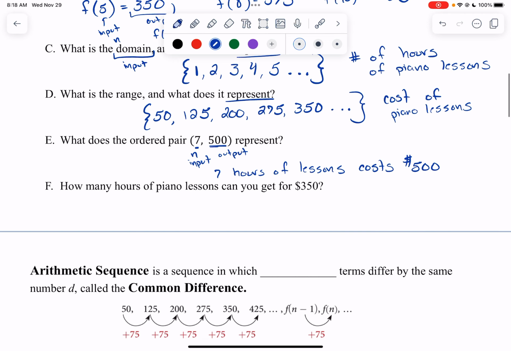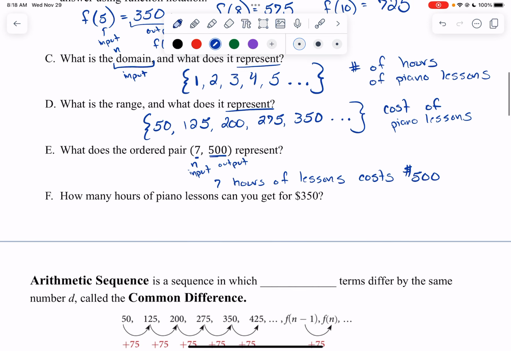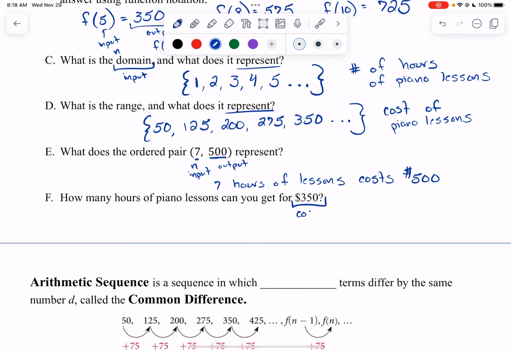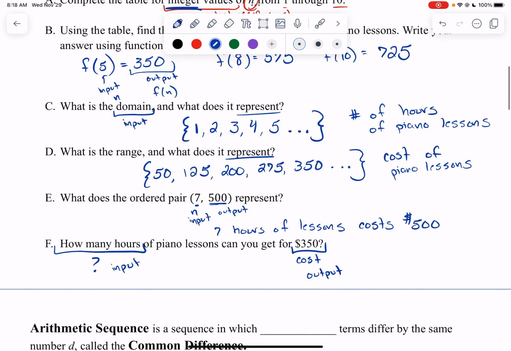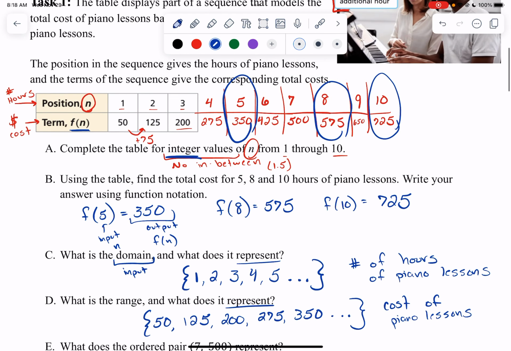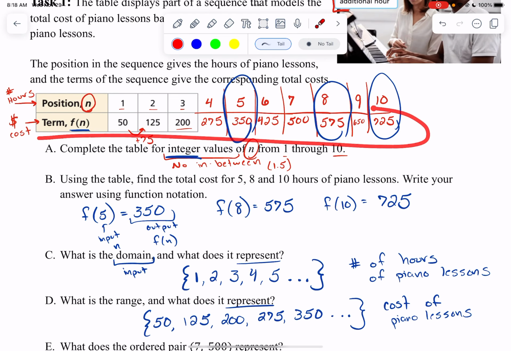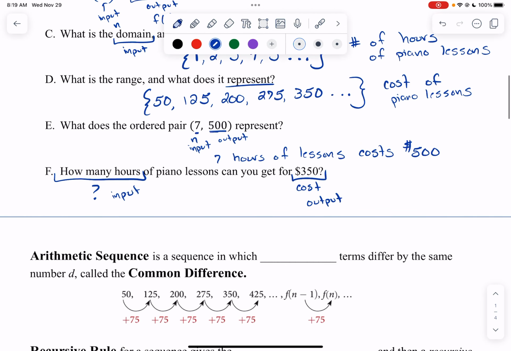Okay. How many hours of piano lessons can you get for $350? So again, this is the cost. This is the output. I want to know how many hours. I'm trying to figure out the number of hours, which means I'm trying to figure out what is the input that gives me an output of 350. So we come up here and look. We want an output, so we're looking at these numbers of 350 right here. So that would give me the 5. So 5 hours.